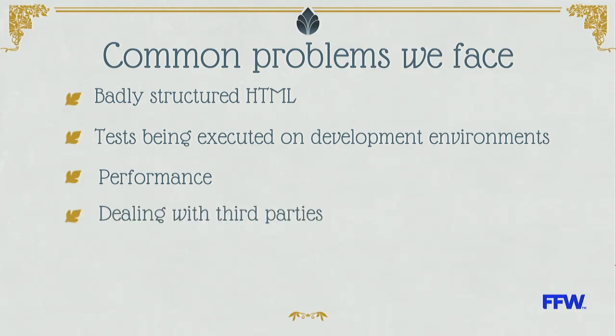And we have dealing with third parties. That's something we faced a lot in our projects, and it's really irritating to try to automate something that you don't have control of. Because in the case of missing IDs or bad markup, you just can say to the developer, hey, I need this ID here, so the process is really faster. But when you have a third party which you don't have control on, you can do nothing. And of course, a lot more issues that can bring us on a daily basis.